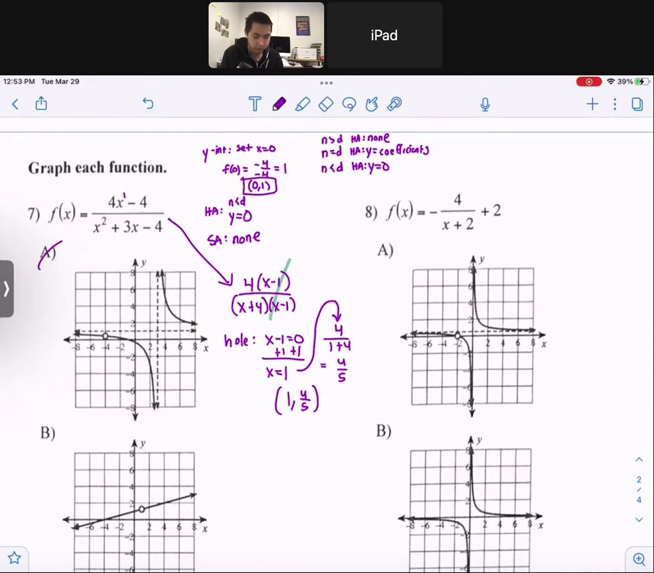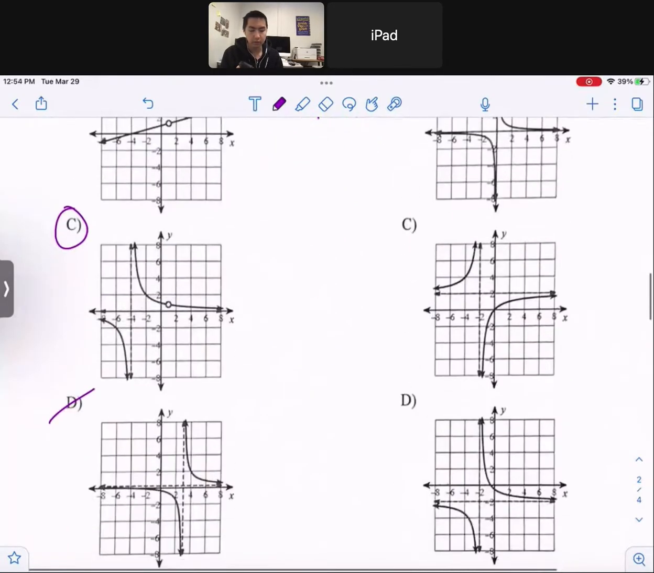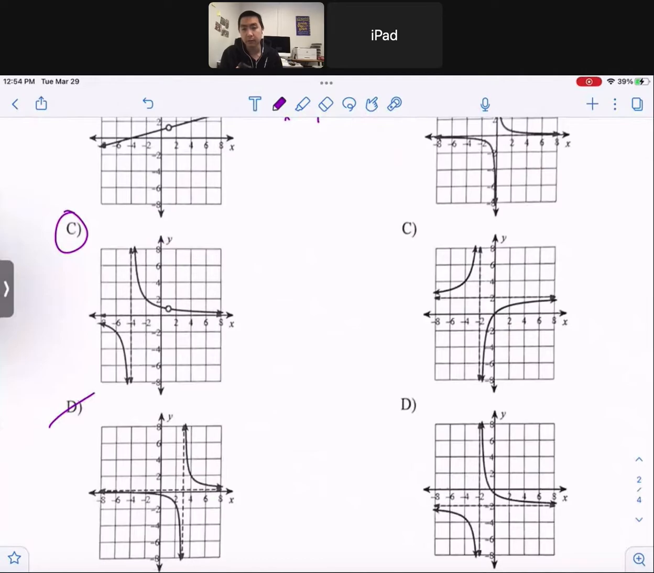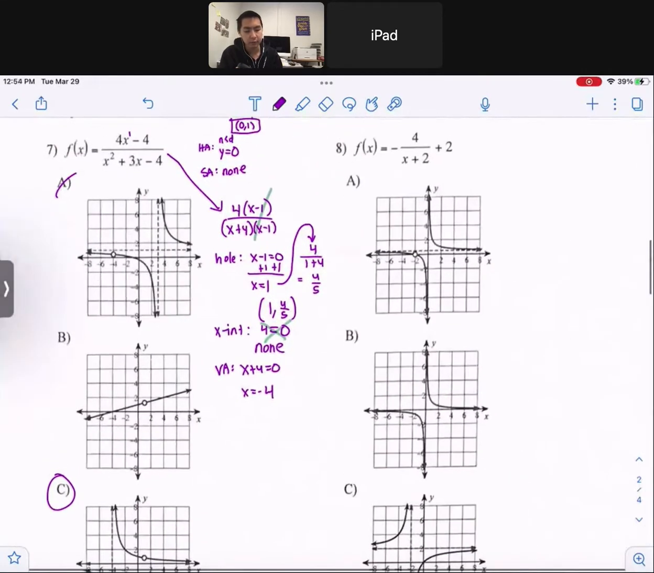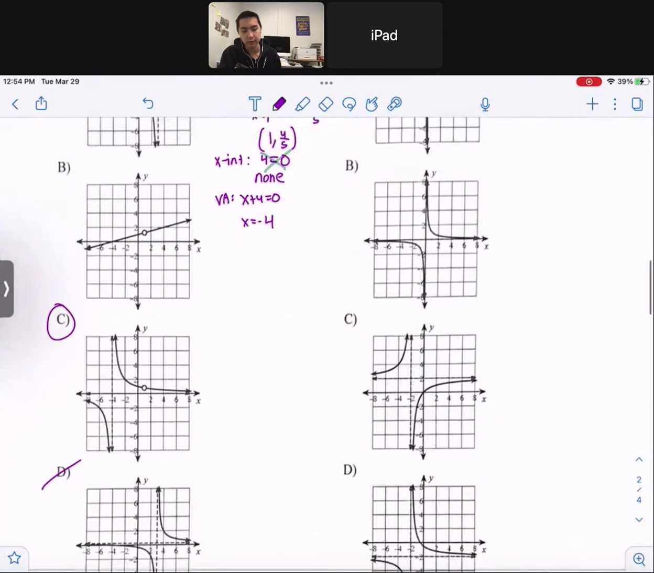And your x-intercept, you guys, well, you would set the numerator equal to 0, but 4 cannot equal 0. So there is no x-intercept. And to find the vertical asymptote, you guys set the denominator equal to 0. And x equals -4. So all of this information seems to line up with there, but you guys try to find enough information in order for you guys to do this.